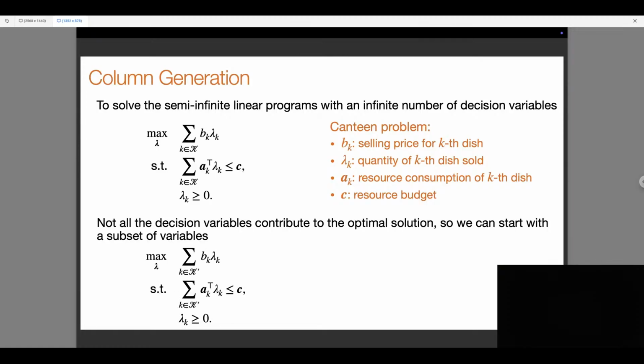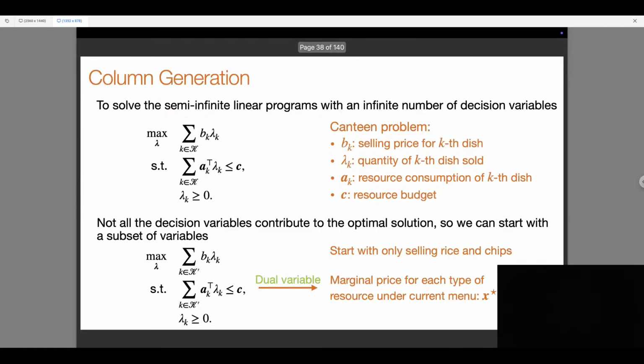And we know that not all the decision variables contribute to the optimal solution in this problem. So we can start with a subset of variables that we choose. We maximize over the summation over K prime, not K. And in the canteen problem, we can start with only selling the rice and the chips.